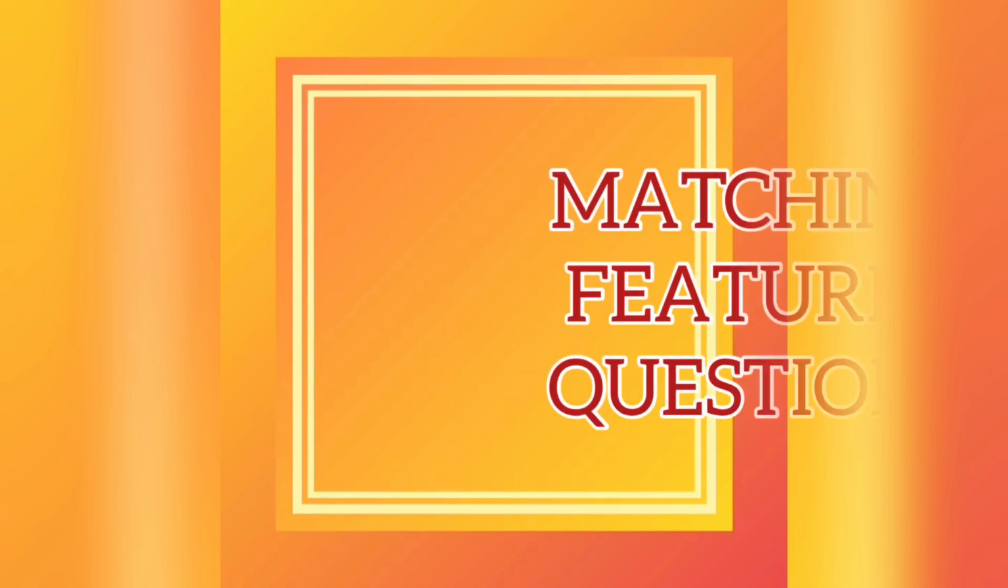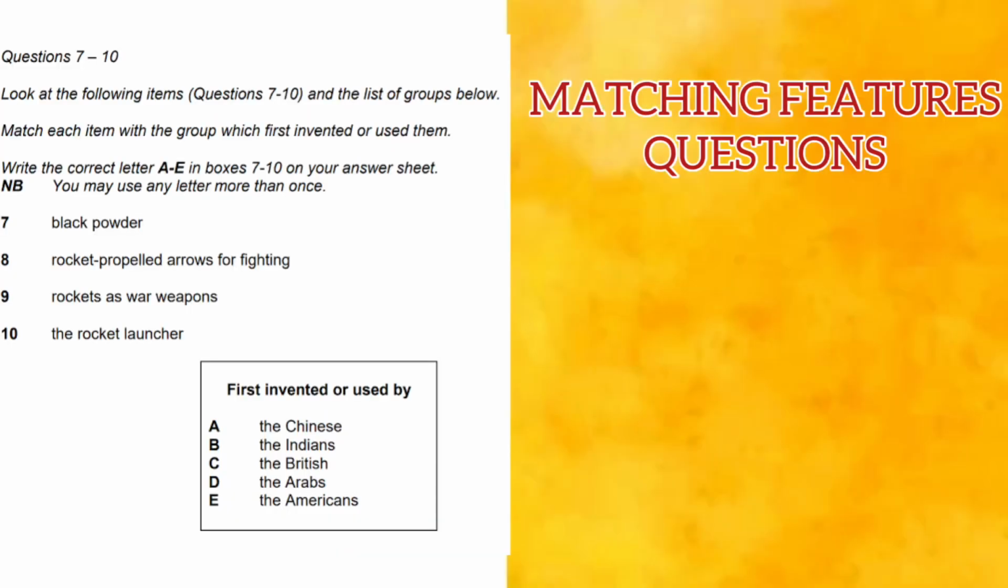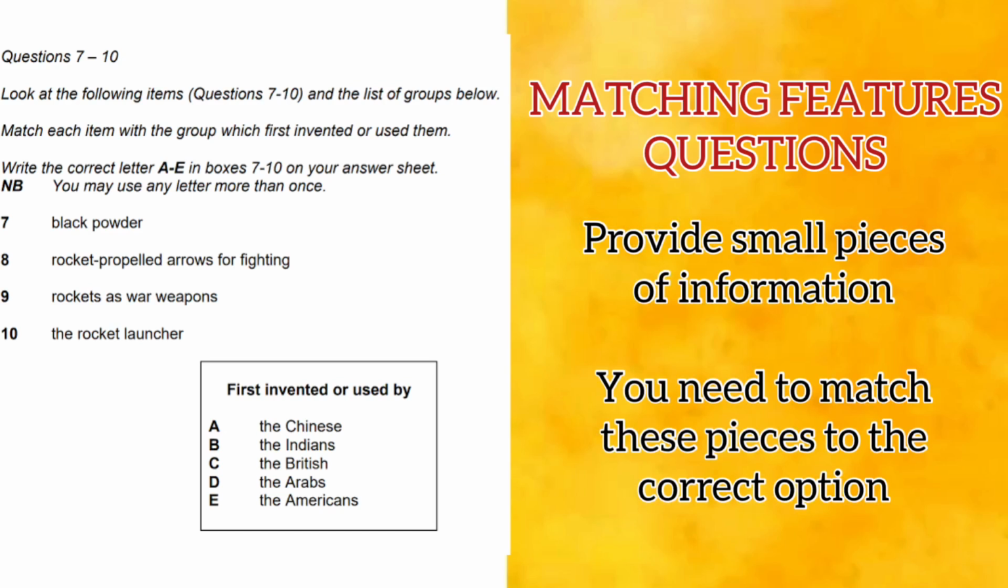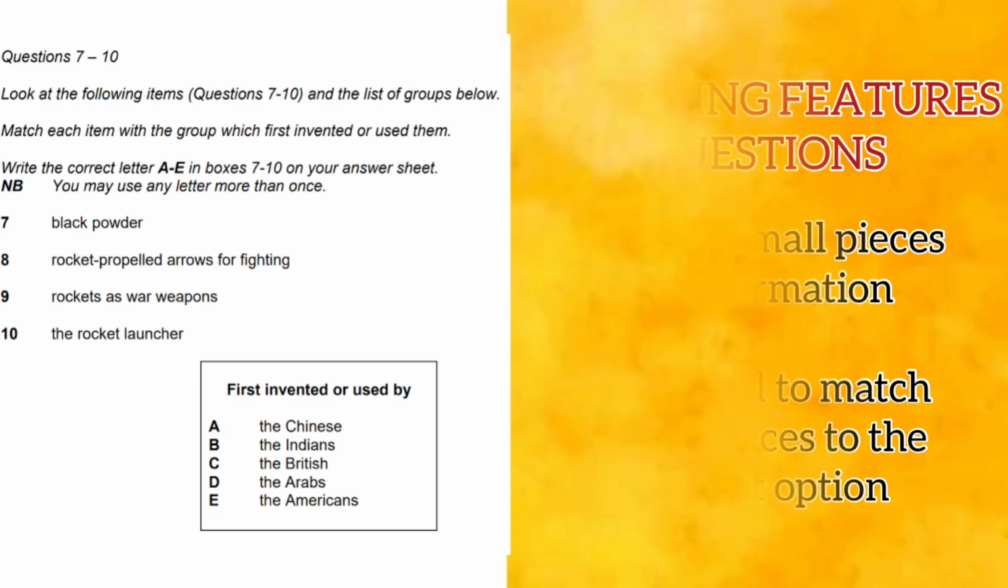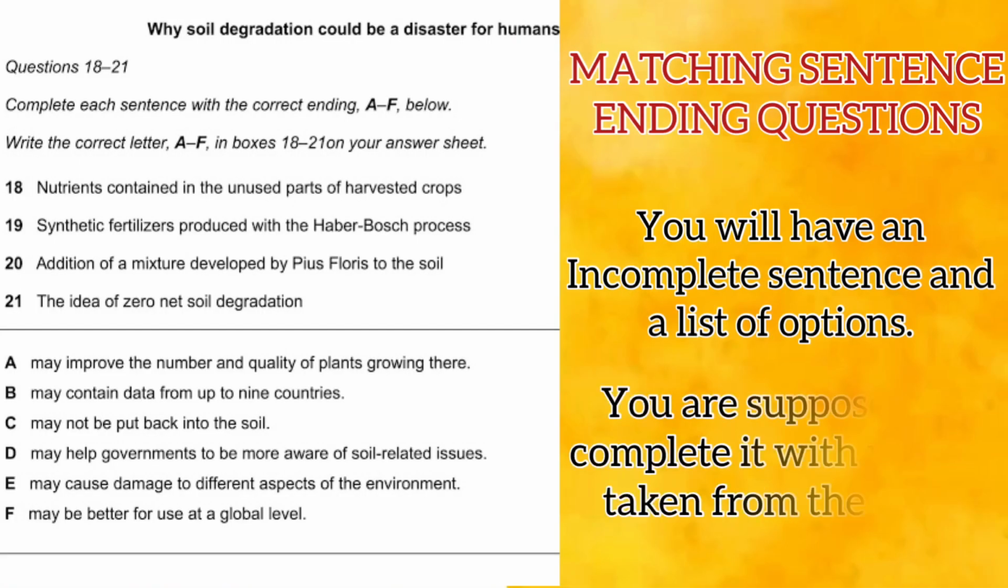Sixth type of question is matching features questions. It will provide small pieces of information. You need to match these pieces to the correct option. Seventh type of question is matching sentence endings. You will be provided with half a sentence and a list of options. You need to match the two.